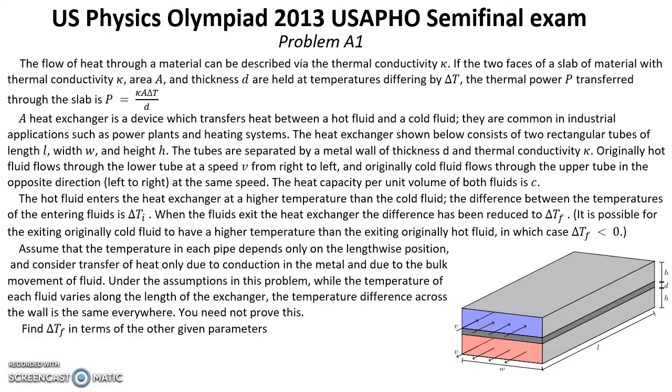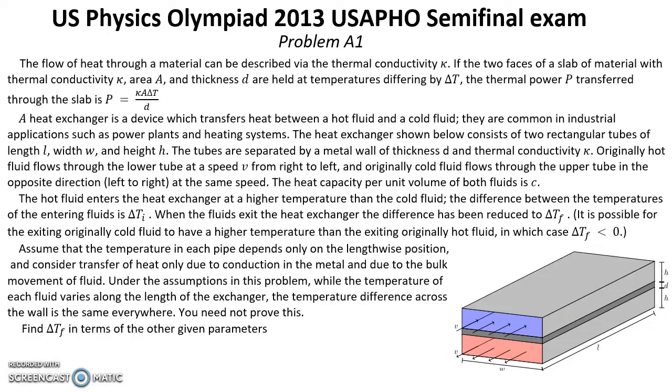The heat exchanger is a device which transfers heat between a hot fluid and a cold fluid. They are common in industrial applications such as power plants and heating systems. The heat exchanger shown below consists of 2 rectangular tubes of length L, width W, and height H. The tubes are separated by a metal wall of thickness D and thermal conductivity K.